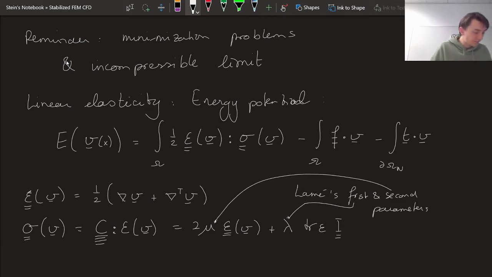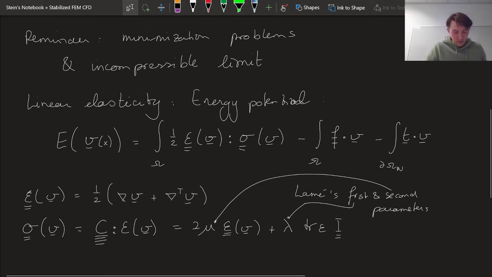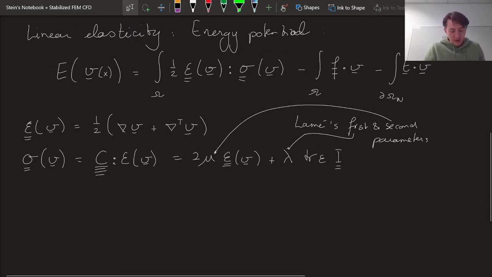Let me think for a second if I already want to motivate what happens in the case of an incompressible solid, but I think we'll get to that towards the end.